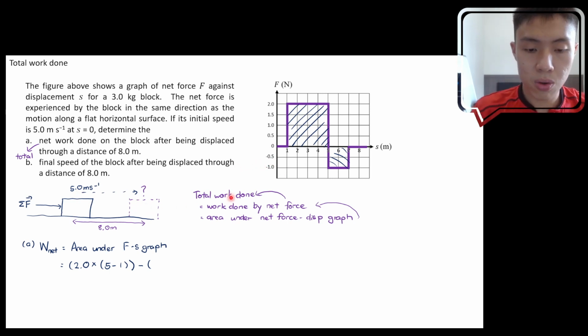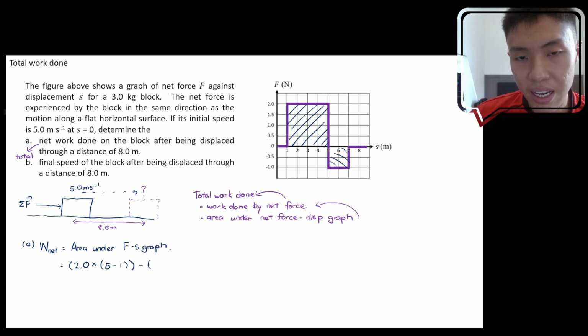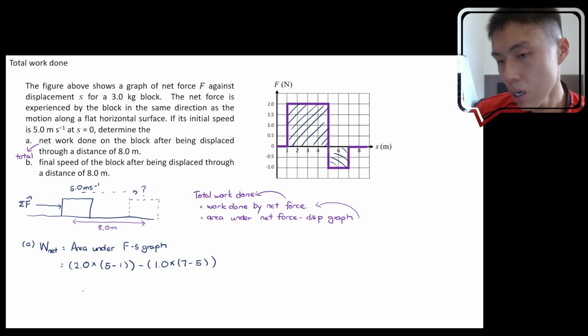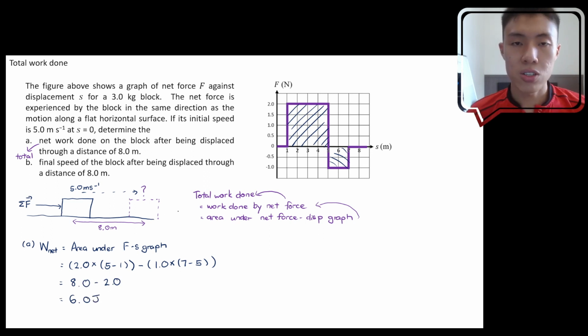So we just calculate this area as an absolute value. Then what we do is just minus it out. So the height over here is just 1, and the width over here will be 7 minus 5. If you calculate it, you get 8 over here, you get 2 over here. So that means the net work done will be 6 joule. So the net work done is 6 joule.